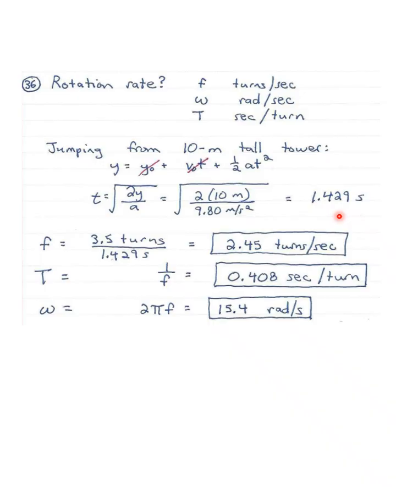Okay, now let's answer the rate of rotation 3 different ways. We can answer it as frequency, how many somersaults per second, 3.5 turns per 1.429 seconds, and we get 2.45 turns per second. We can answer that as how many seconds per turn, just take the reciprocal of frequency. So 0.408 seconds per somersault. Or we could answer it in MKS units, radians per second. Let's take f, the frequency, multiply by 2 pi, and we get 15.4 radians per second.